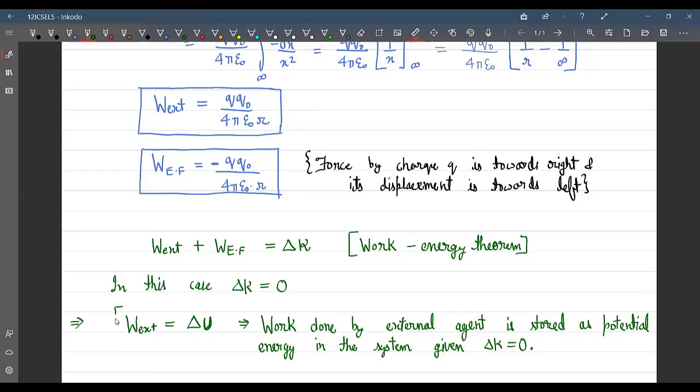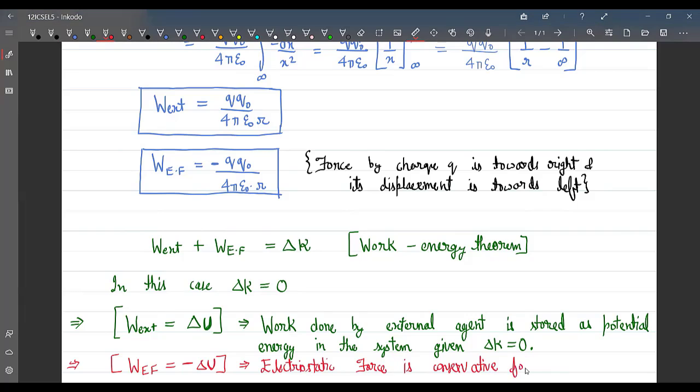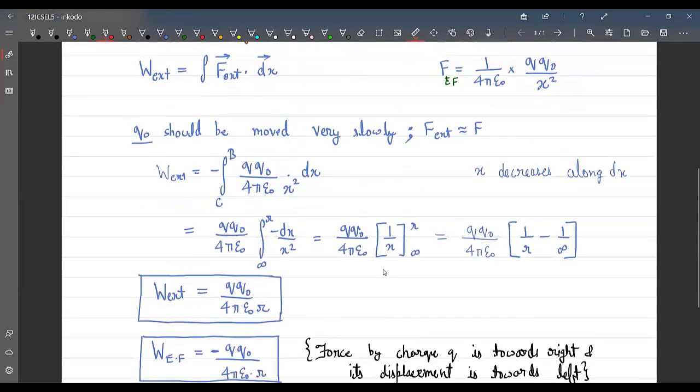Okay, so this line has a limitation. This only holds true when change in kinetic energy is 0. But this relation, all this comes from mechanics: work done by a conservative force, here the electric field, is the negative of change in potential energy. And this holds for all conservative forces. This is true because electrostatic force is a conservative force. All these things are told in detail in 11th standard, but here also I'm telling you.